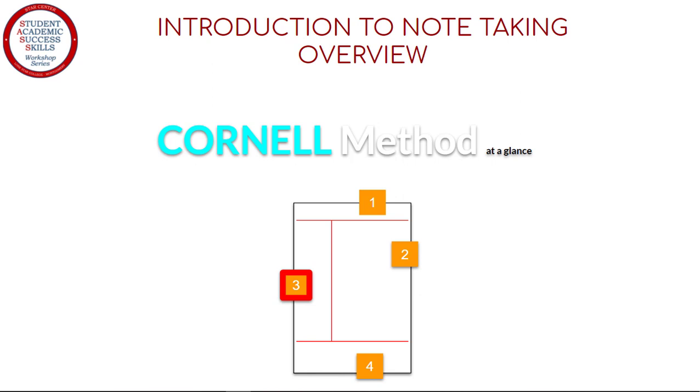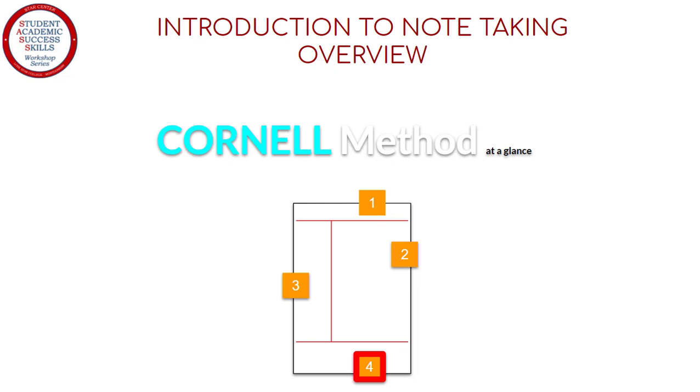Finally, we come to section 4 of the Cornell method, the summary section. This section should be around 2 inches up from the bottom of your page. It is where you will give a general summarization of all the notes from your entire page. Your summary should be brief, around 5 to 7 lines max, and be written in your own words so you can clearly understand it later when reviewing your notes.